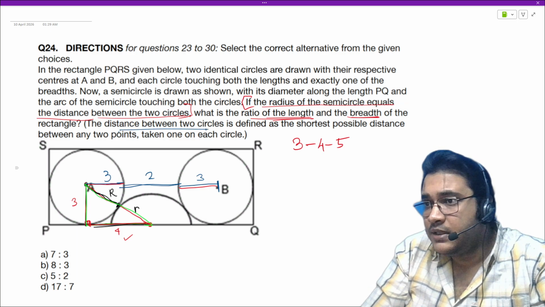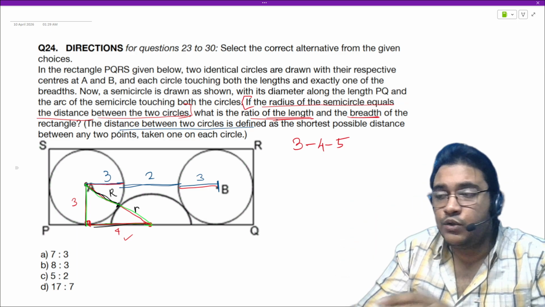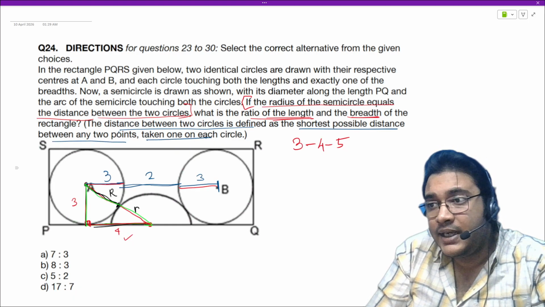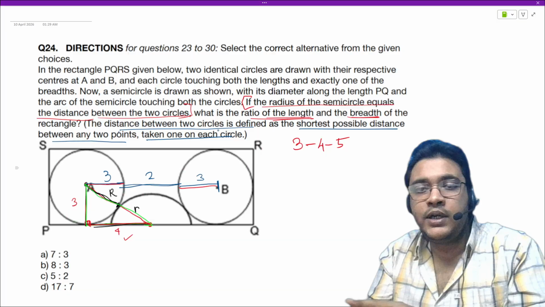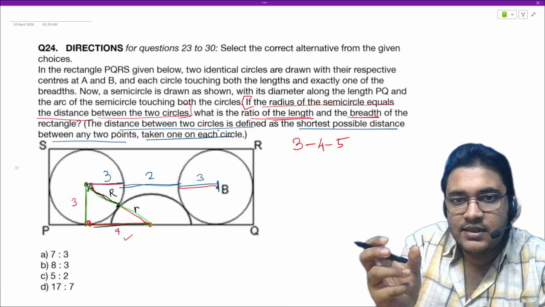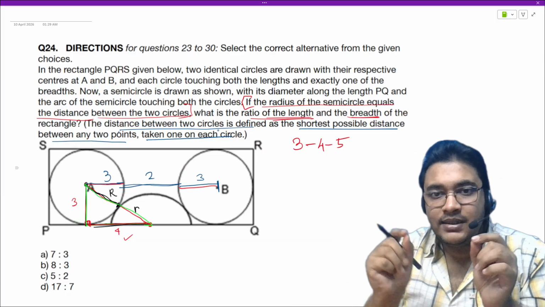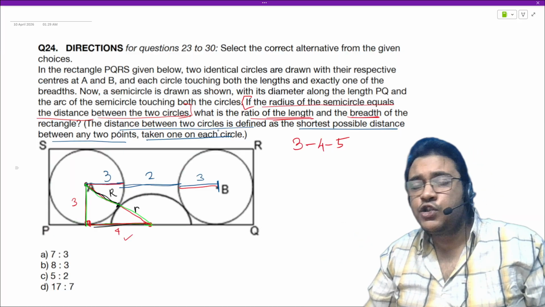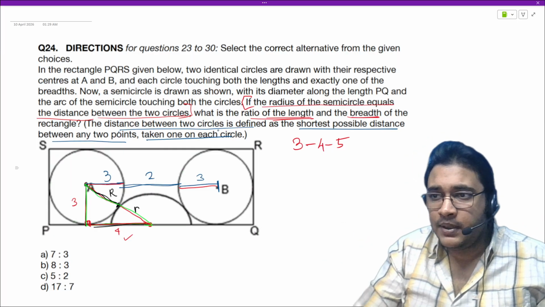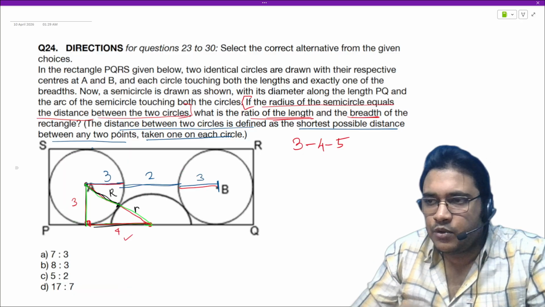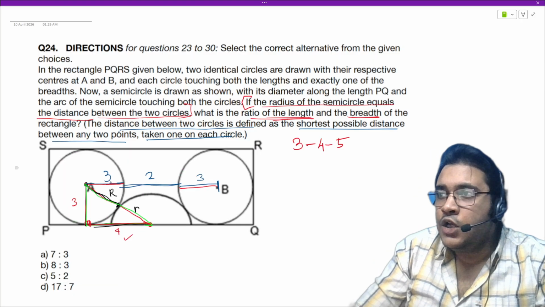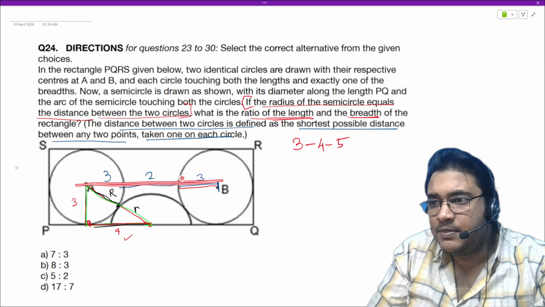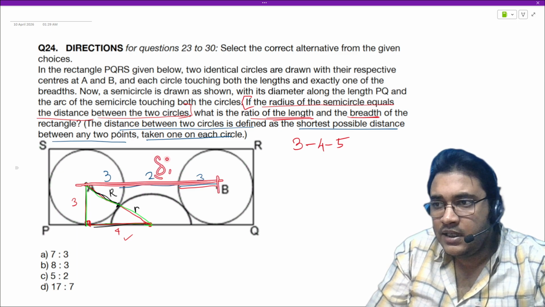The distance between two circles is defined as the shortest possible distance between any 2 points taken one on each circle. So basically the distance of these circles is not the distance from center to center. It's basically from one point to the other point, right? And shortest possible. Okay, so you must have understood what I am trying to say. So effectively what I am trying to say is that this entire length is 3 + 3 + 2, that is 8 units.